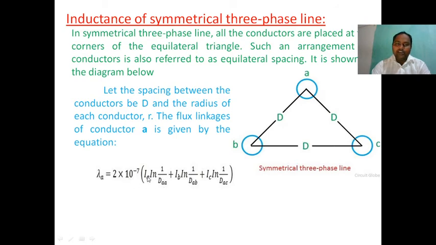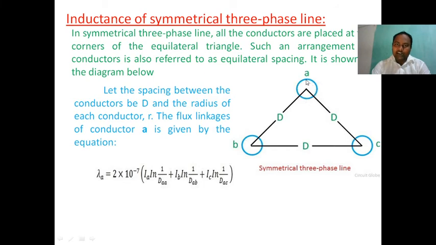So write the equation individually first. First, conductor A: the flux linkage is 2 into 10 power minus 7 Ia log 1 by DAA. So if there are any number of conductors, three or four or five, whatever the conductors, any one conductor we take as the reference.